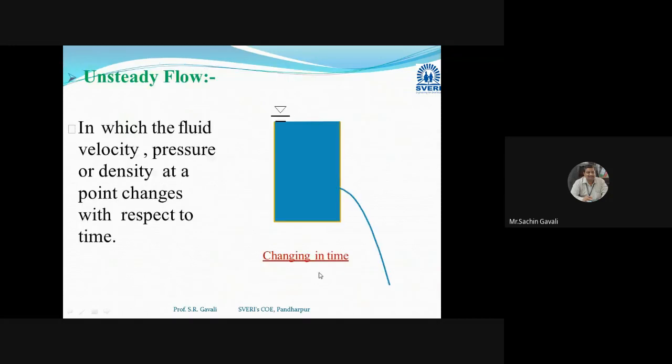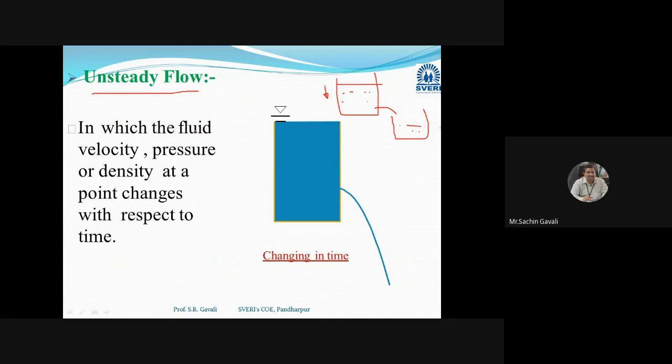But if we vary the level, suppose we are not adding any water in this tank, the level is decreasing. If we take water from this with one small bucket or glass, and keep taking water continuously, the level goes on decreasing. In this case, water coming from a tank having variable head is an example of unsteady flow. What is unsteady flow?